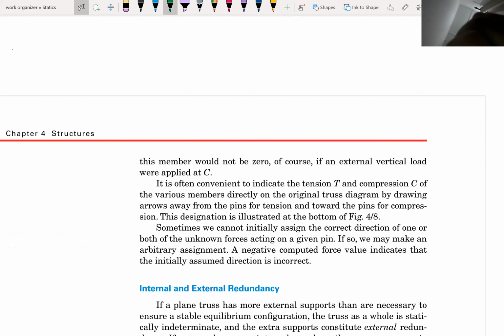So this is just a reminder. Sometimes we cannot initially assign the correct direction, so we can make an assumption. A negative computed force value indicates that the direction is incorrect.